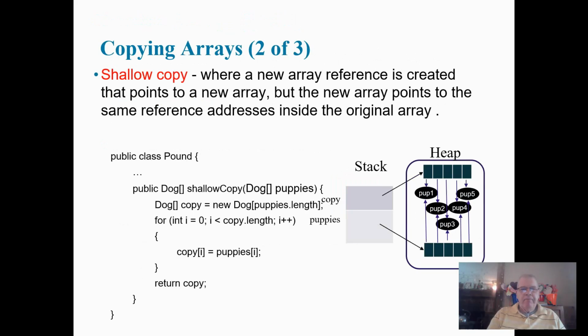Now a shallow copy, when we're talking about arrays. Notice copy and puppies are still outside the stack, and each of them are memory addresses that point to an array. So the new array copy is a new array of dog, which is the same length as puppies that came in. But also notice down below in the for loop that we're just pointing to the same instance, the same element of the array.